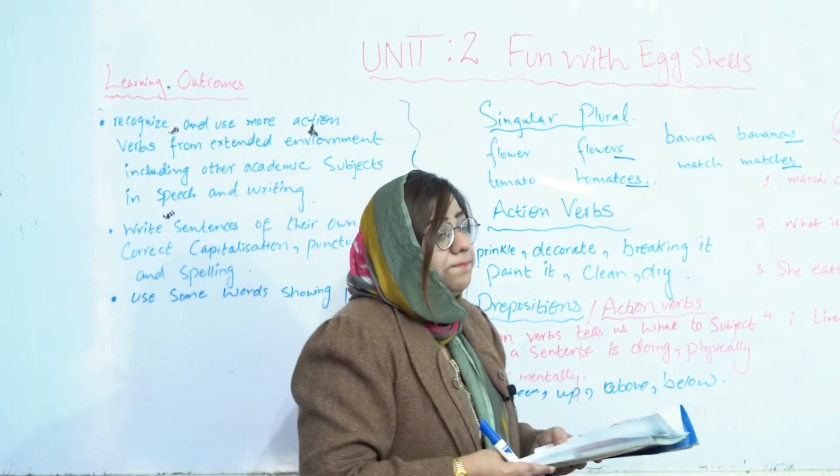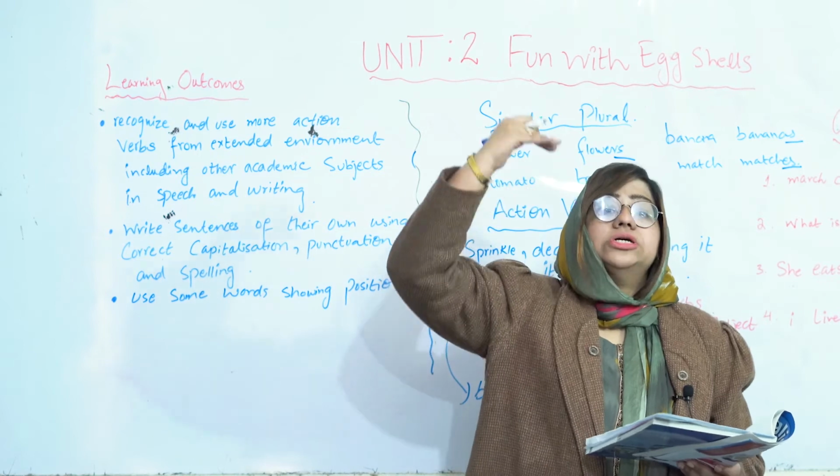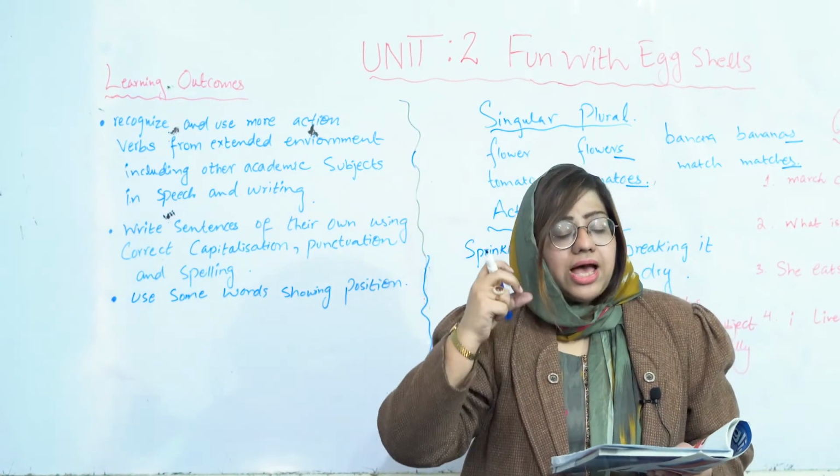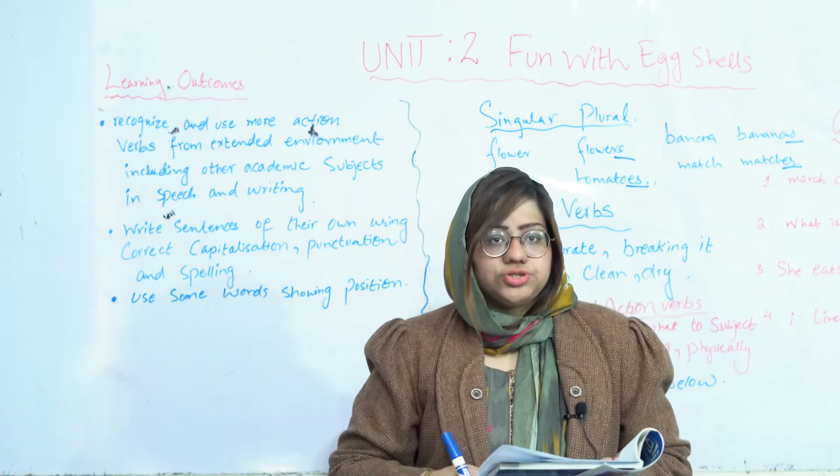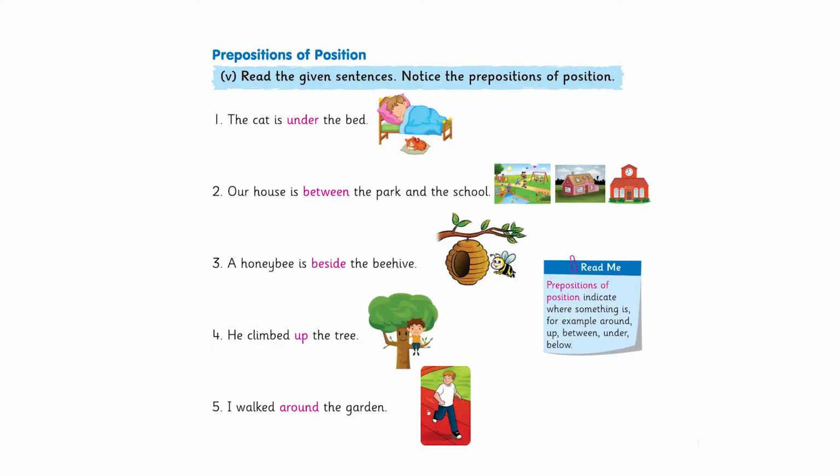Now, he climbed up the tree. Climb up the tree. Underline up. That is the preposition. Now, I walked around the garden. Look students, around is a preposition. Underline around.